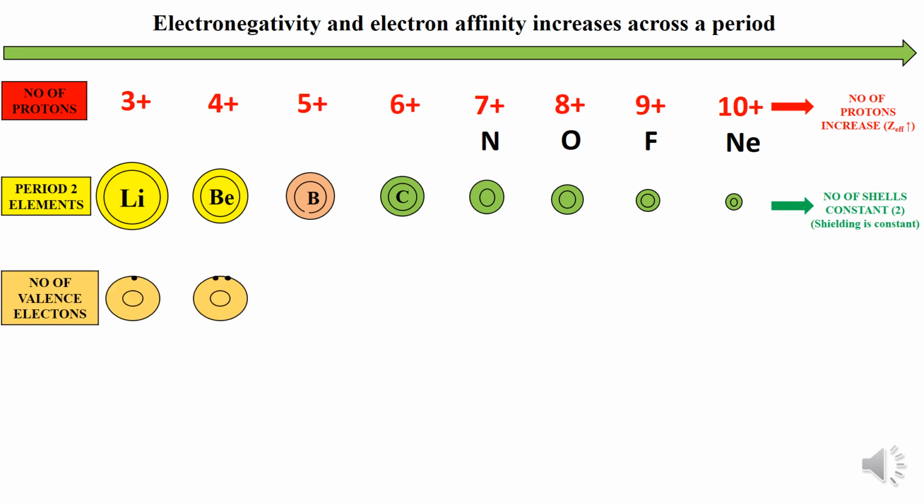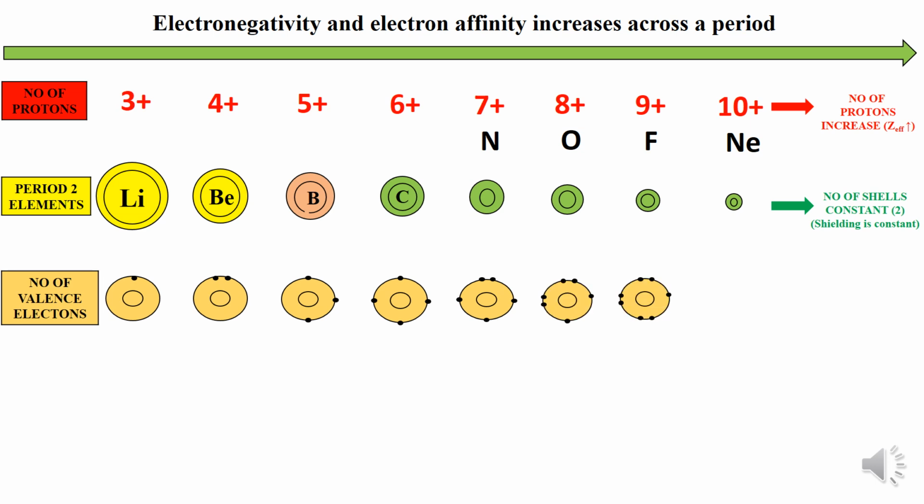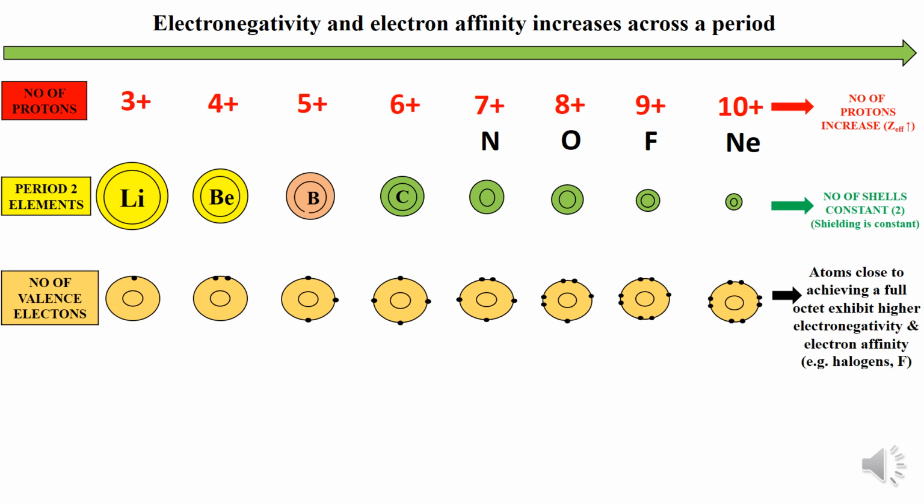And what about the number of valence electrons? Lithium has 1 valence electron, beryllium has 2, boron has 3, carbon has 4, nitrogen has 5, oxygen has 6, fluorine has 7, and neon has a total of 8 valence electrons. So neon is a noble gas with a stable electronic configuration.